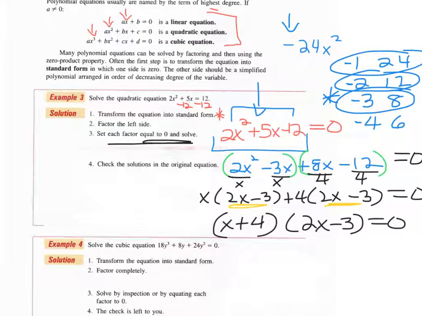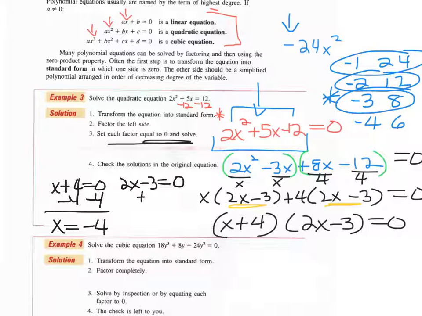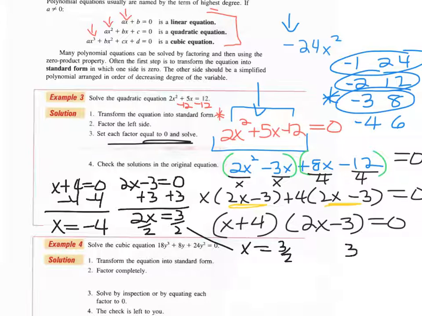So now I do x plus 4 equals 0, 2x minus 3 equals 0. Subtract 4, x equals negative 4. Add 3, 2x equals 3, divide by 2, and x equals 3 over 2. So my two solutions here are going to be 3 over 2 and negative 4. And again, the order doesn't matter how you write it.